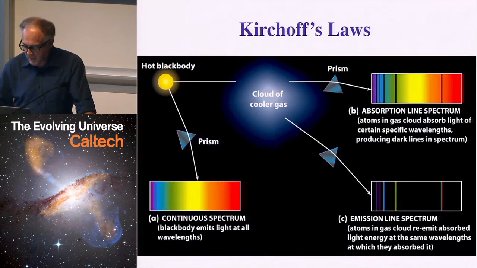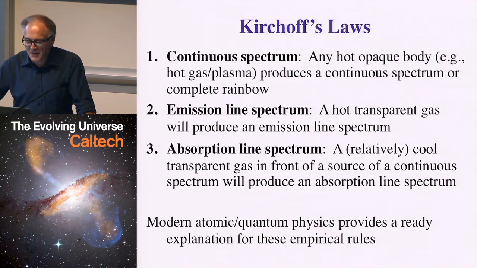And so Kirchhoff's laws, and the name is Kirchhoff, not Kirchhoff, are these. First, any hot and opaque body emits in a continuum, and then a hot gas that's transparent will shine in a particular set of wavelengths, the emission lines, whereas cooler gas, when you look through it at some continuum source, shows an absorption spectrum. And those wavelengths are characteristic of a given element or compound or ion.